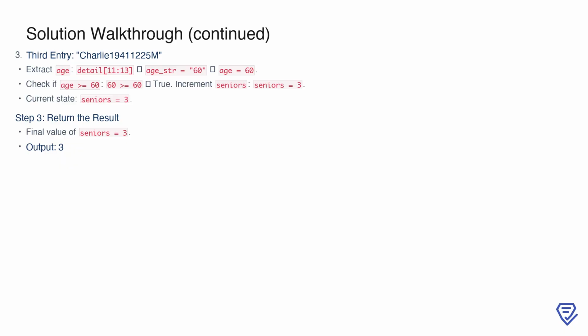With no more entries left to process, we return the final value of the seniors variable, which is 3. This means all 3 entries in this example represent seniors, and the output is 3.